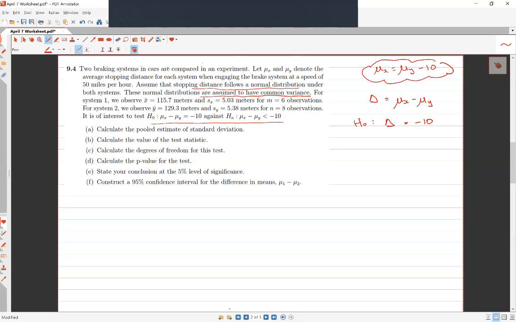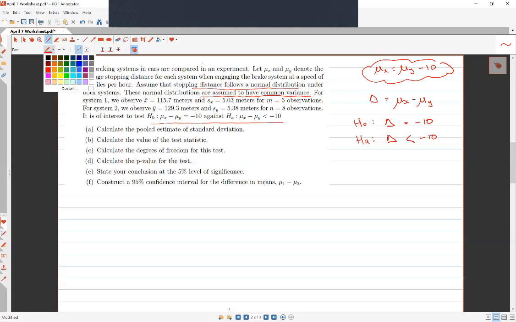Like that, there's an equivalent way of writing our null hypothesis that the braking system X on average stops 10, what are the units here? 10 meters sooner than braking system number Y. And our alternative says that the difference is less than negative 10. So again, interpretation-wise, that less than negative 10 means even sooner, right? It'll be a number below negative 10, so a larger difference in this case.